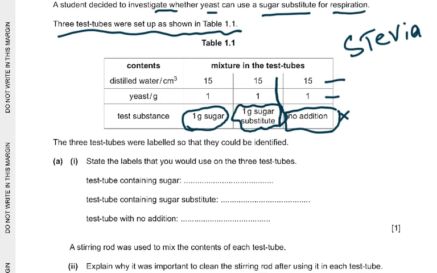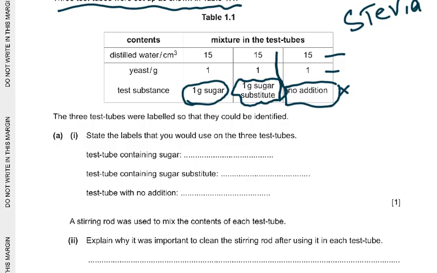The 3 test tubes were labeled so they could be identified. State the labels. Well, I would just say A, B, C. So I would say just A, B, C, test tube containing sugar. This one would have been A, and this one would have been B. And you could have said anything as long as you said something. You could have said sugar S, and then SS, and then Na. One had sugar substitute, and one had no addition. So you could have come up with anything, but as long as you wrote something, you got this 1 mark.